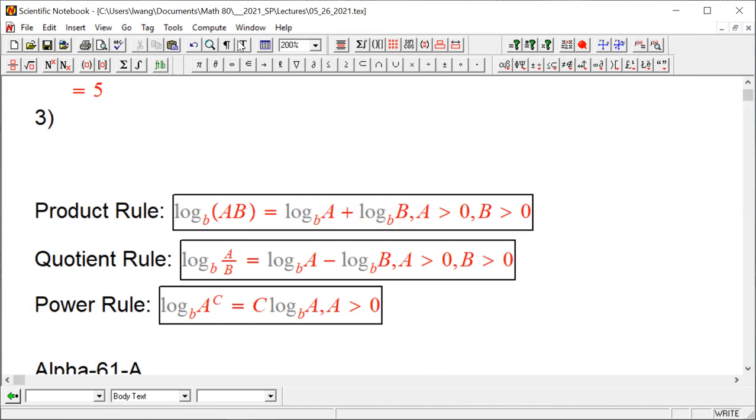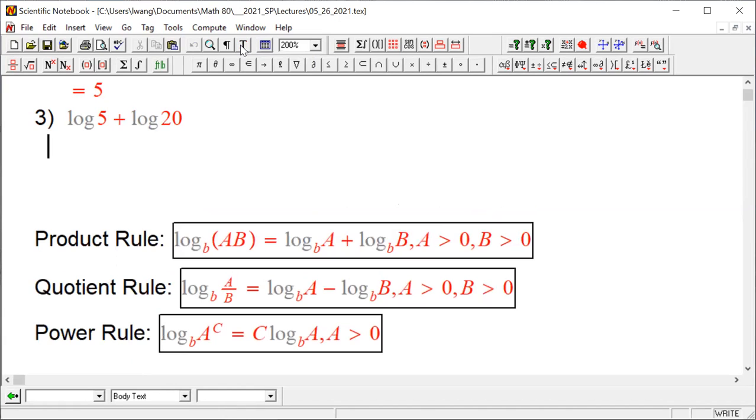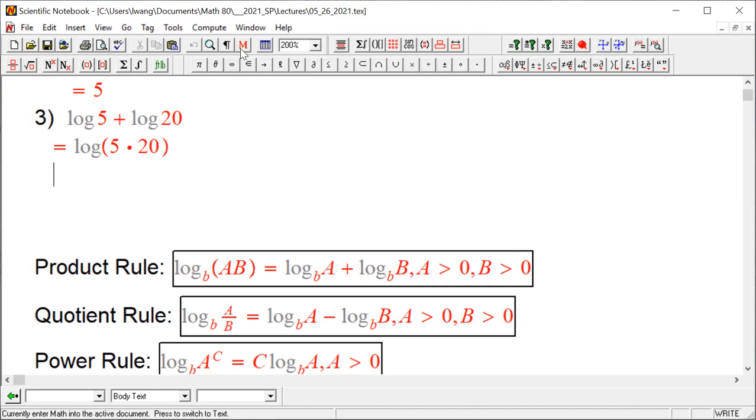Okay, so on number 3, I have this log of 5 plus log 20. You can do it any way you want, okay? But we can apply the product rule from right to left, right? You can see log, that becomes 5 times 20. And what does that equal to? Equals log 100. And log 100 equals what? 2. And of course, you can also use the product rule.